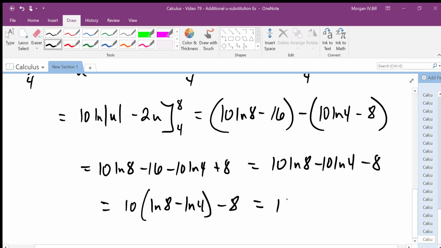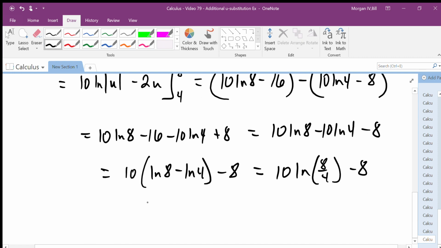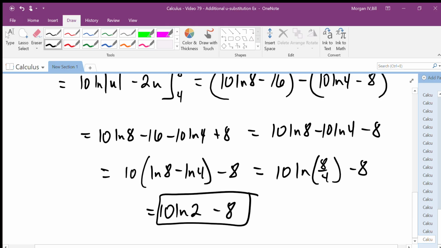That would be 10 times, remember the properties of logarithms, natural log of 8 minus natural log of 4, that's the same thing as natural log of 8 over 4. So this would be 10 natural log of 2 minus 8, which is a perfectly fine answer. Or if you'd like, plug that into the calculator. 10 natural log of 2 minus 8, about negative 1.07, somewhere about there.